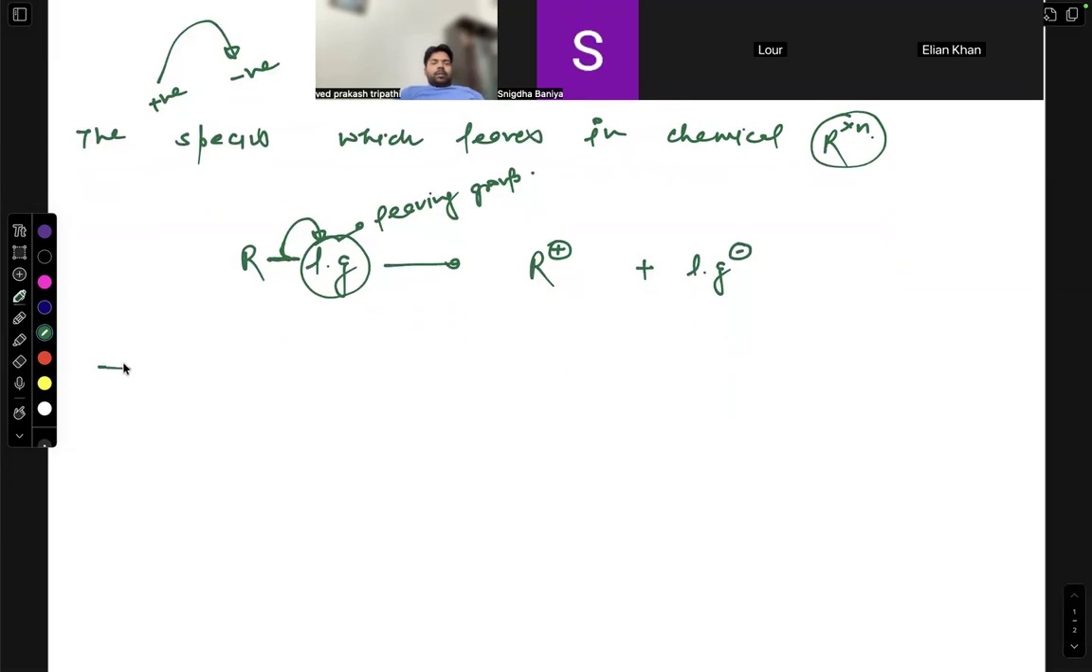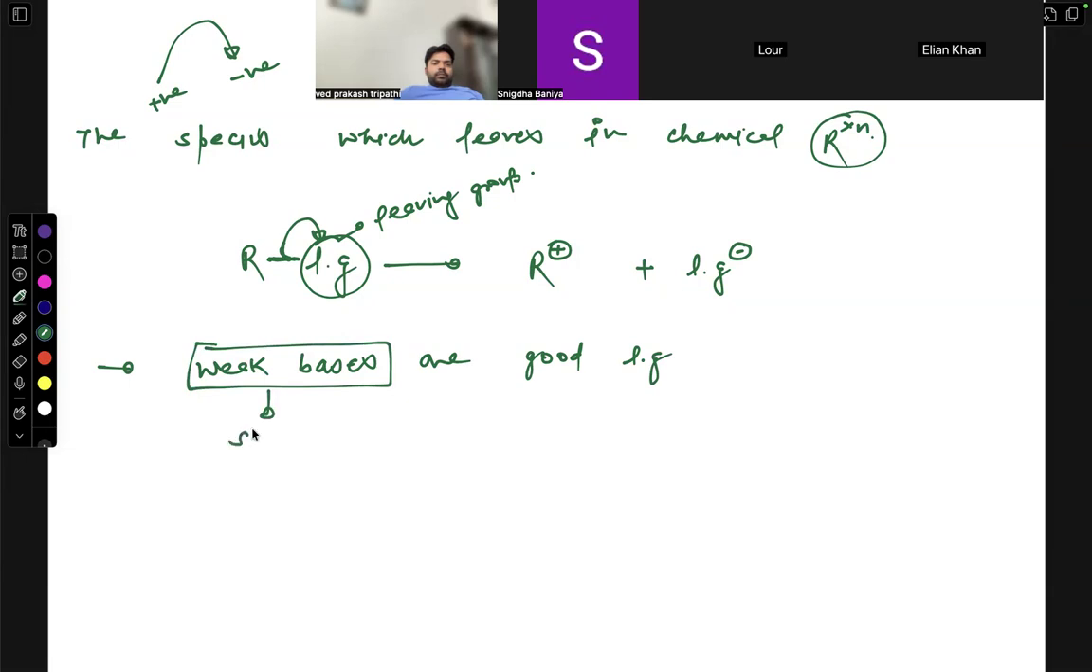Generally, weak bases are good leaving groups. And weak base means strong acid, because strong acids have weak conjugate bases. And we have learned in the acid base chapter how to compare the acidic strength of a given organic compound.